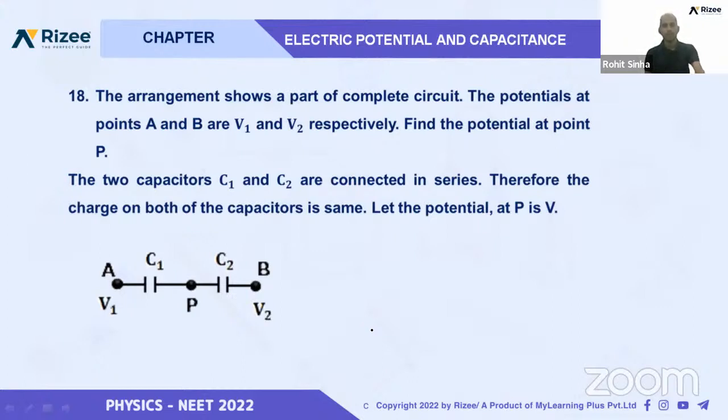I think this question is a similar type of question that we have done earlier. We have to find the potential at point P. Let it be V. Try this question.